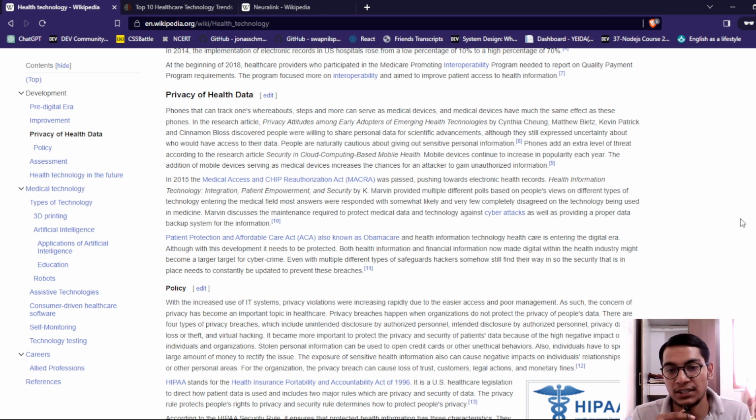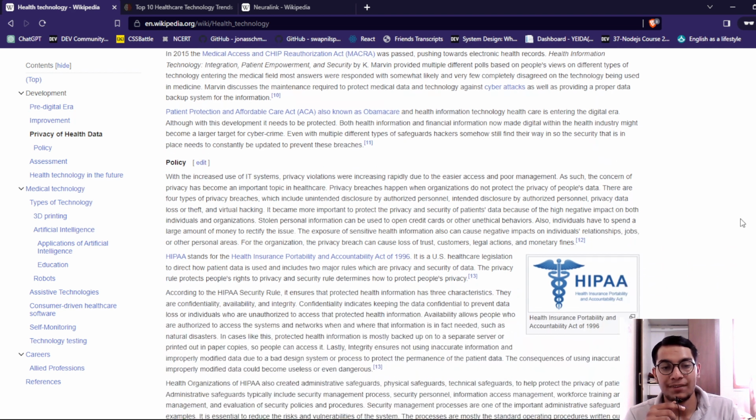Pushing toward electronic health record, information technology integration, patient empowerment, and security involving multiple different poles based on the different views and different types of technology. Very few completely disagreed on technology being medicine. Marvin discussed the maintenance required to protect medical data and technology against cyber attack, as well as providing a proper data and backup system for information, better patient protection, and affordable policy.